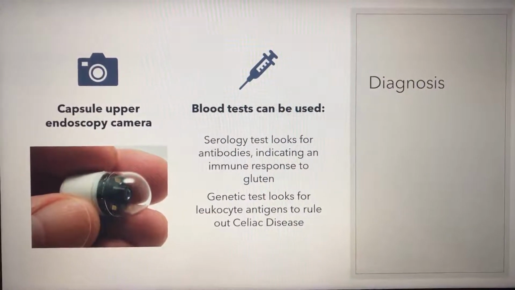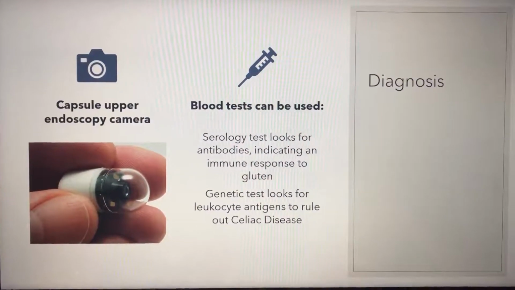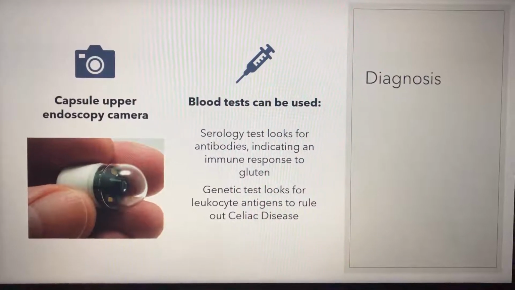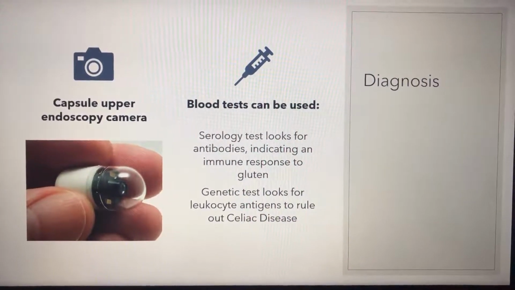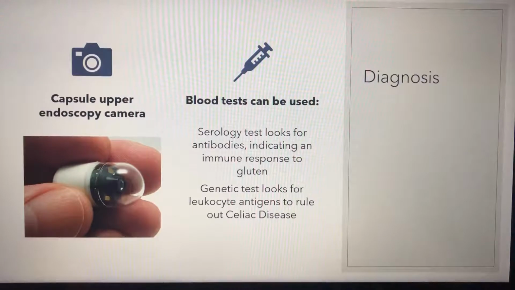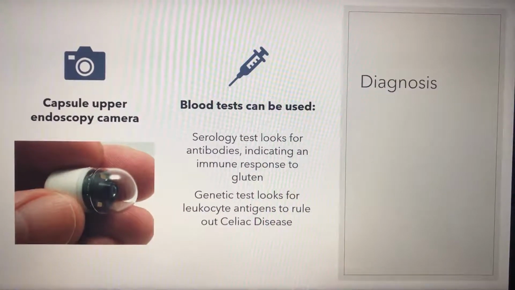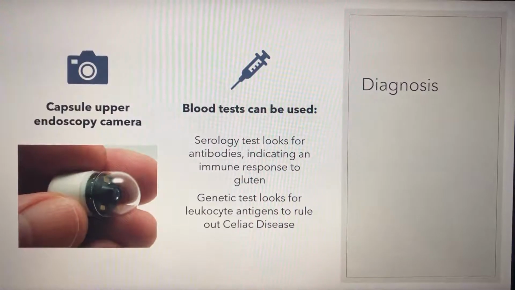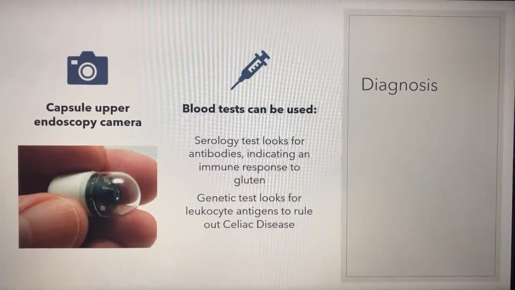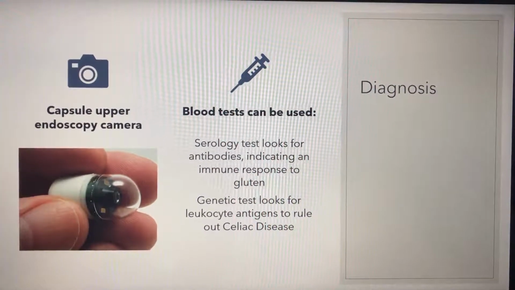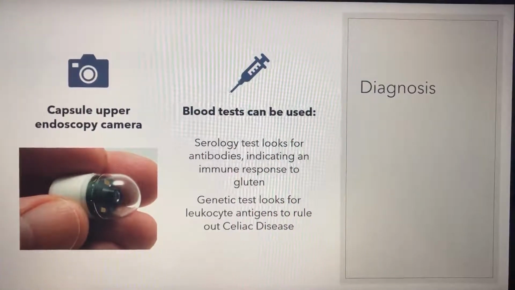Diagnosis. A capsule upper endoscopy camera procedure can be used, as well as 2 forms of blood tests. These are a serology test, which looks for antibodies indicating an immune response to gluten, or a genetic test, which looks for leukocyte antigens to rule out celiac disease.